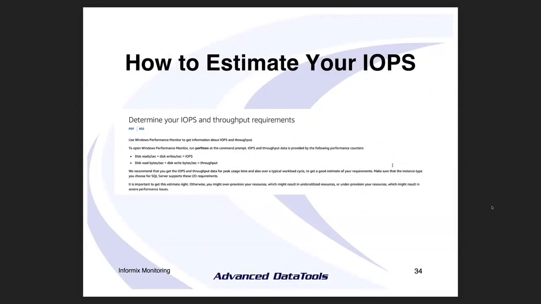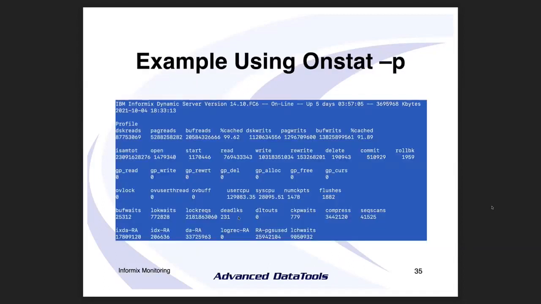Now, how do you estimate your IOPS? If you Google Amazon, they've got a very specific formula for SQL Server, which I have here. Basically, you take the disk reads plus disk writes, and that gives you the IOPS, and divide that by the number of seconds. You want to take the bytes per read and the bytes per write and divide that by seconds, and that will give you the throughput. So those are the key numbers you need to figure out on how to calculate that for your machine.